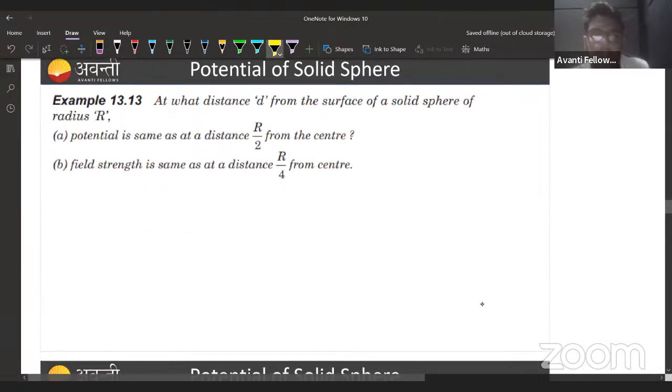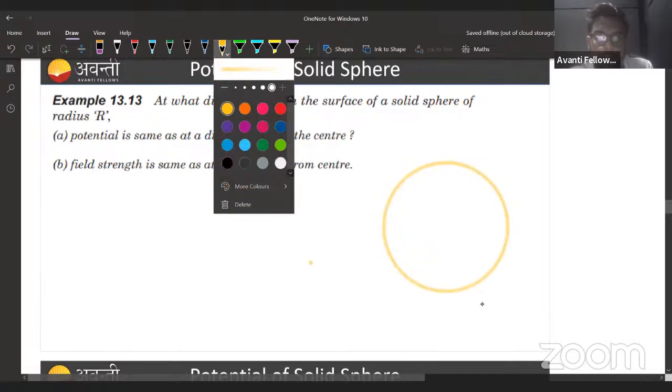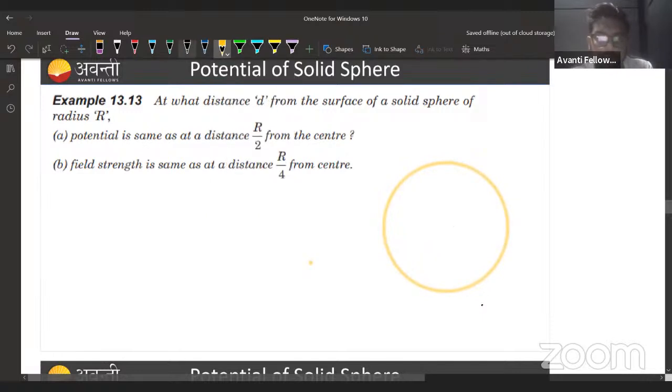Now let's solve a question. At what distance d from the surface of a solid sphere of radius r is the potential the same as at a distance r by 2 from the center? Means, I'm going to make a sphere here. This is our sphere. For example, at r by 2 distance from the center, there will be a certain potential, let's say V at r by 2.